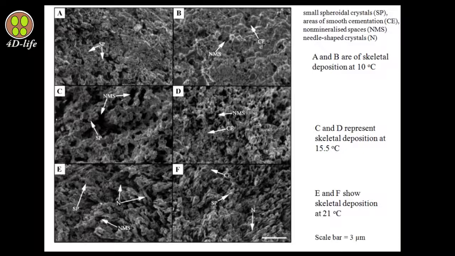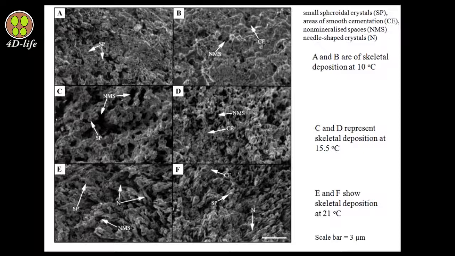This picture shows scanning electron micrographs of mineralization on the skeleton spine in Pocillopora verrucosa at different temperatures. As you can see, under light and dark conditions, we have different forms of crystal structure. SP means small spheroidal crystals, CA means area of smooth cementation, NMS means non-mineralized spaces, and N means needle-shaped crystals.